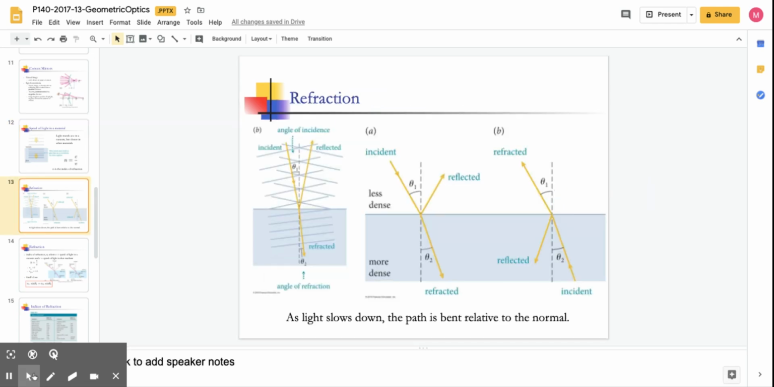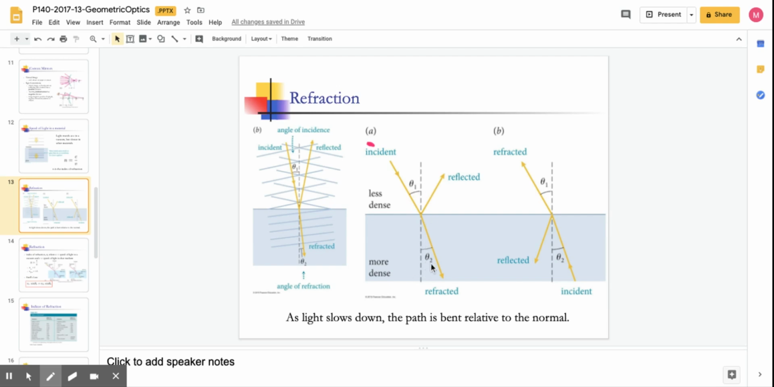So let's talk about refraction. Here we have 2 examples. One where we have a light source. So imagine our light source is above here. It enters the surface. We have theta 1 as our angle of incidence and theta 2 as our angle of reflection. We'll always have some light that is reflected, and so theta 1 is equal to theta 2.